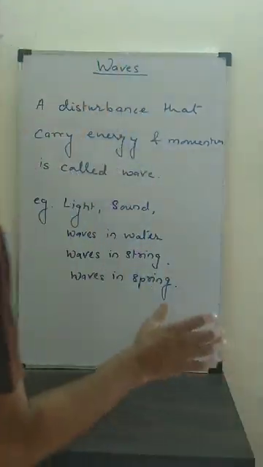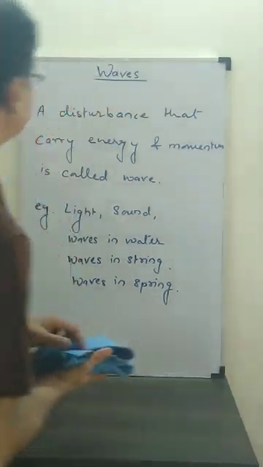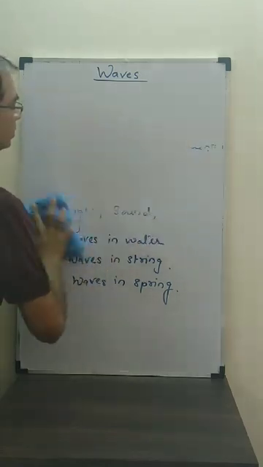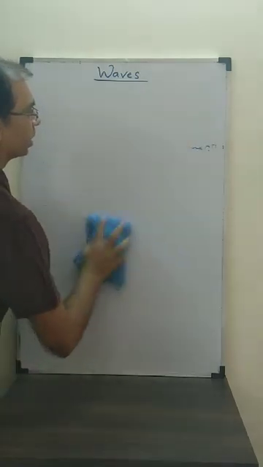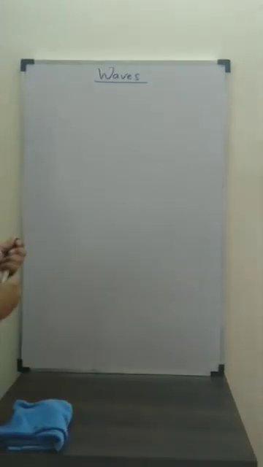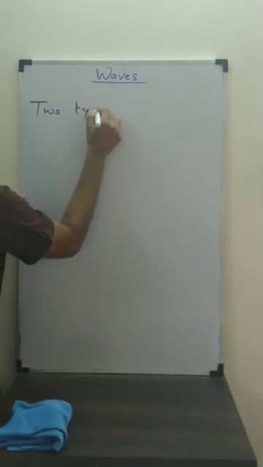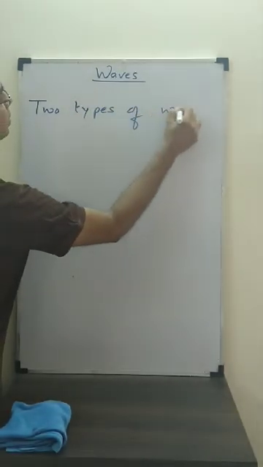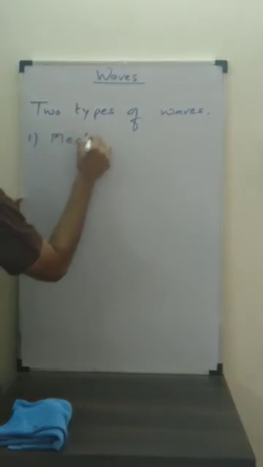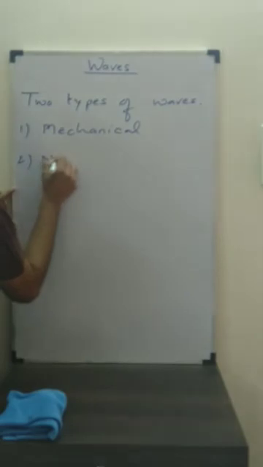Now, what are the types of waves we have? That we should also see. Two types of waves are normally there: one is mechanical wave and the other one is non-mechanical wave. There are two types of waves, one mechanical and the other non-mechanical.